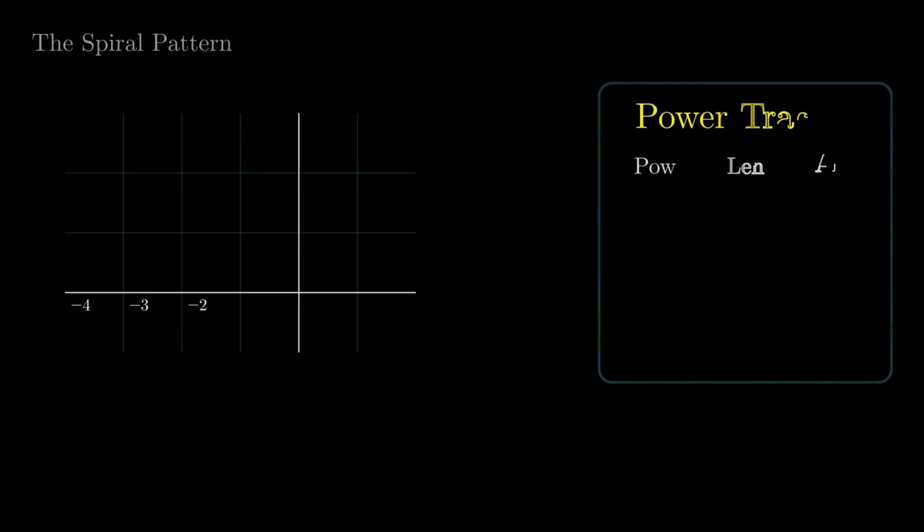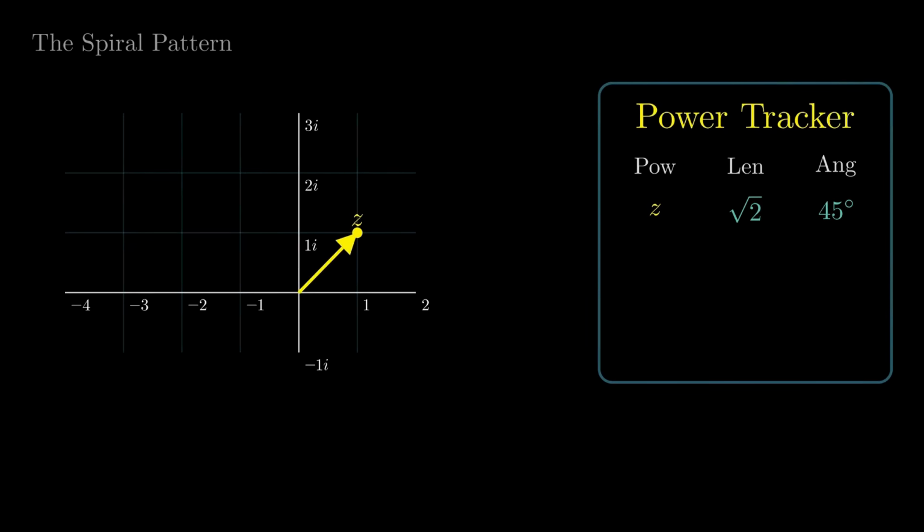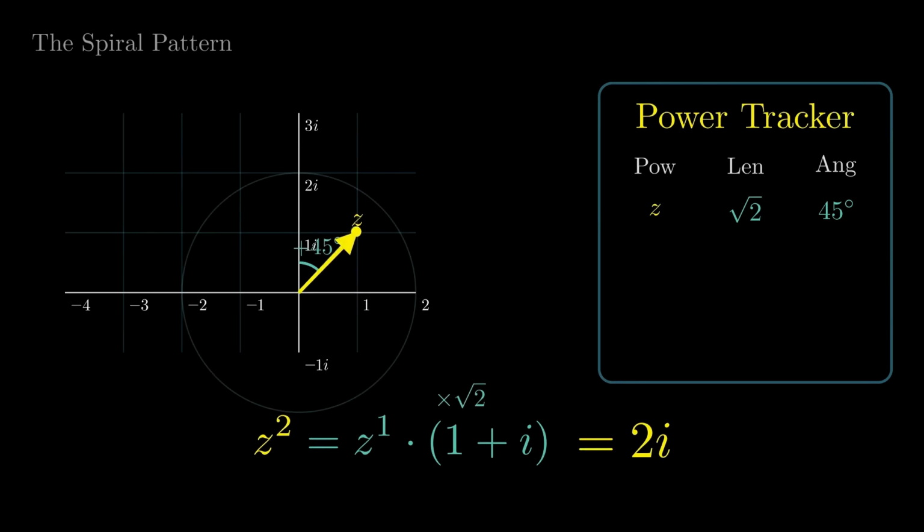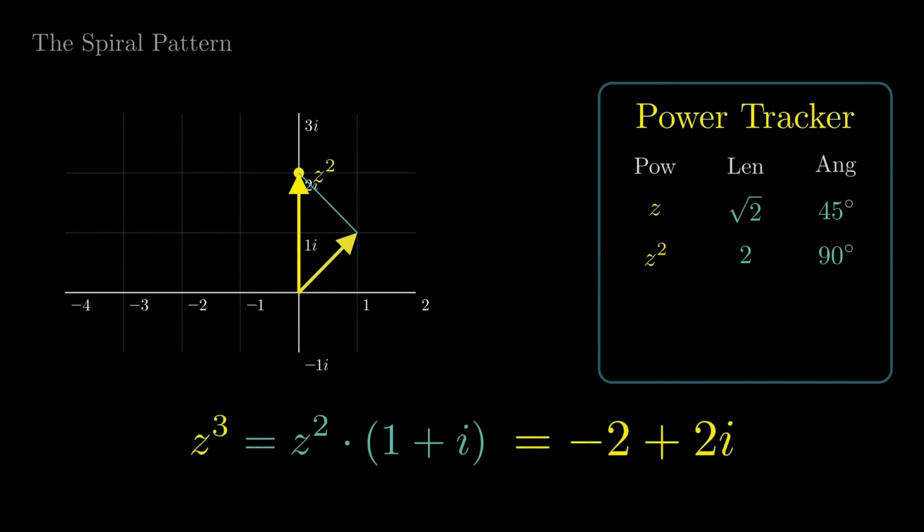Watch what happens when we keep multiplying by (1 + i). We start with z equals 1 plus i. On the complex plane, each multiplication does two things at once. It rotates the vector by 45 degrees and scales its length by square root of 2. So z becomes z squared, then z cubed, then z to the fourth. And the pattern is not random.